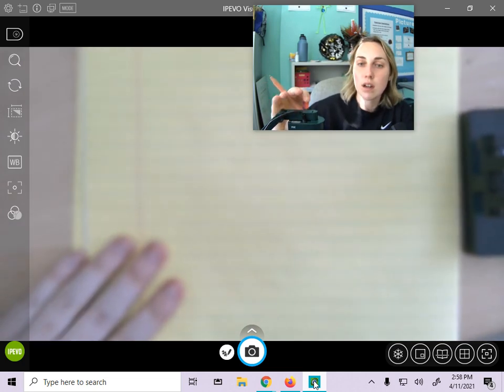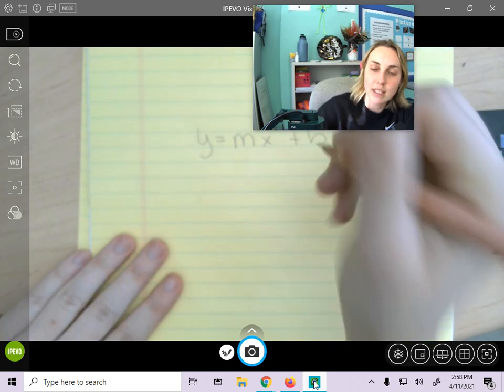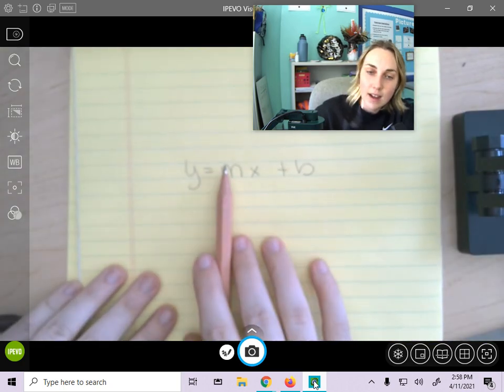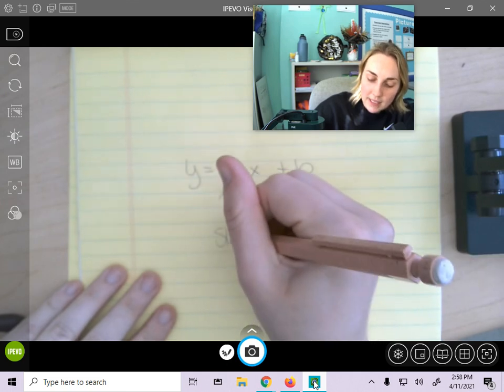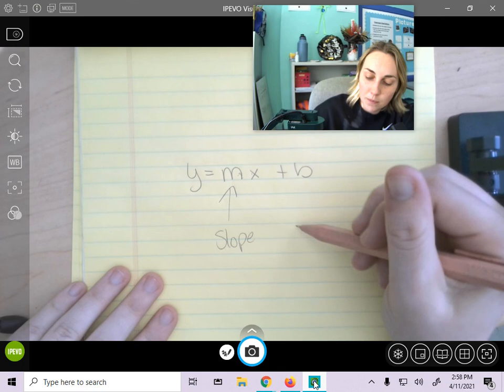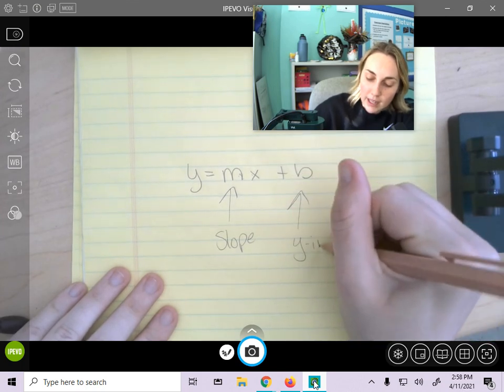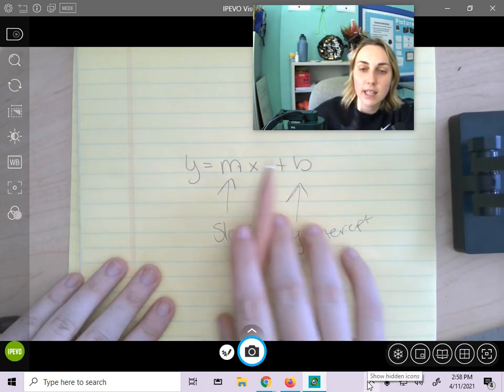Guys, on an equation of y equals mx plus b, y'all haven't seen it in a while, so I'm going to introduce it again. Right here, this is slope-intercept form. Your slope is the m value, so whatever number is next to the x is the slope. The b value is the y-intercept, okay? So I'm going to put that there. I misspelled y-intercept, but y'all get the gist.